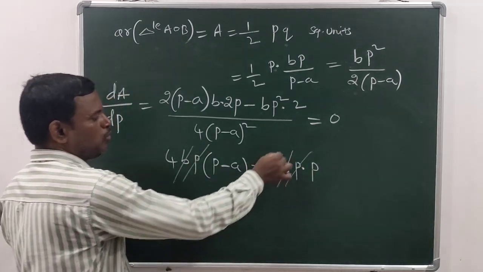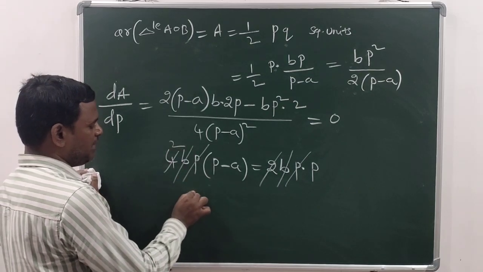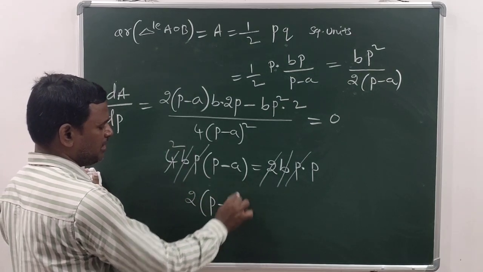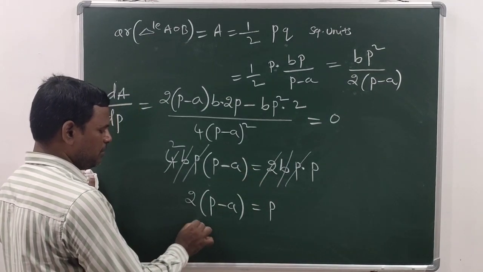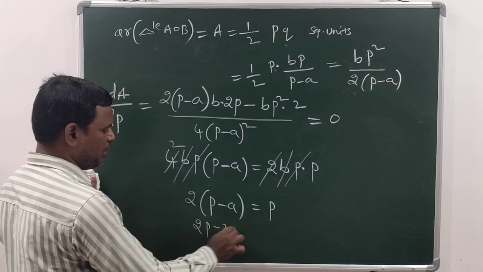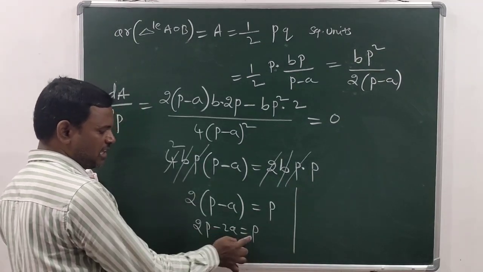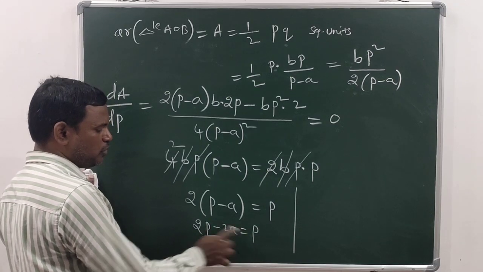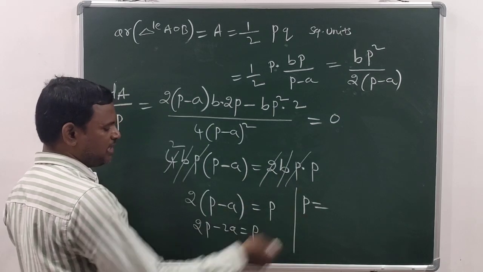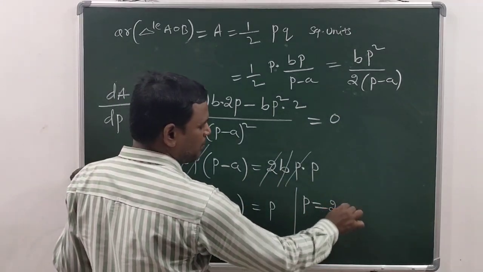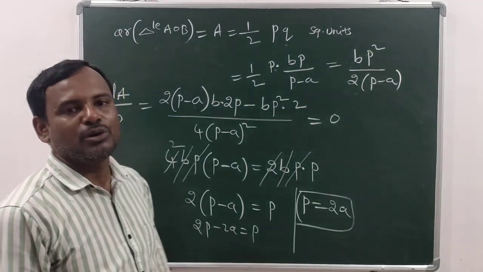Now what is left on the left side? 2 of p minus a. Now right side p. Now simplify: 2p minus 2a is equal to p. So transfer this p to the left side, so that 2p minus p will come. Now take this 2a to the right side, so that you will get plus 2a. Now the p value you got: p is equal to 2a.